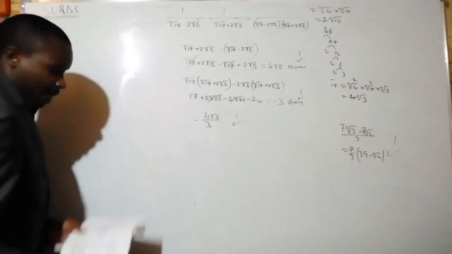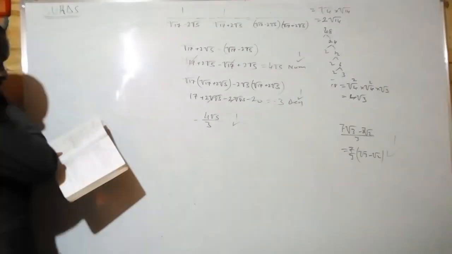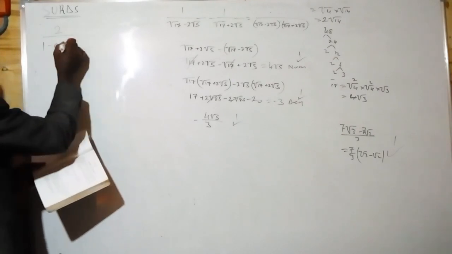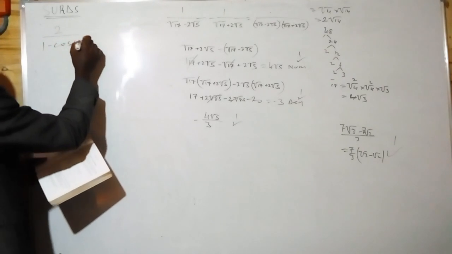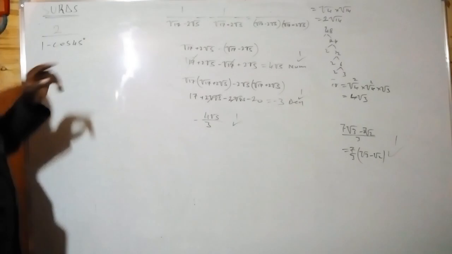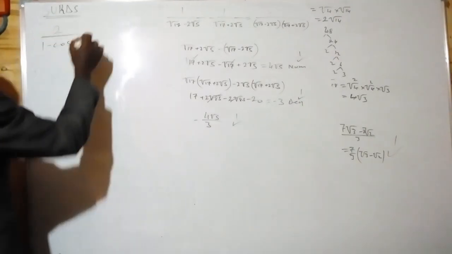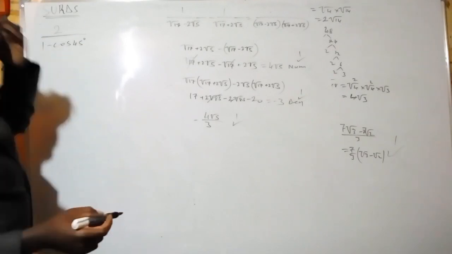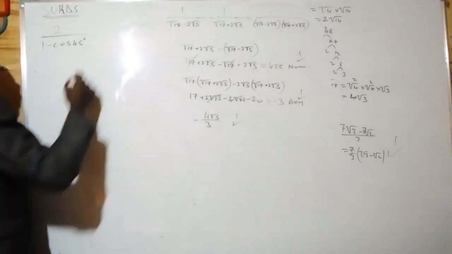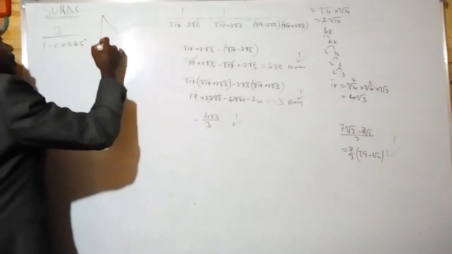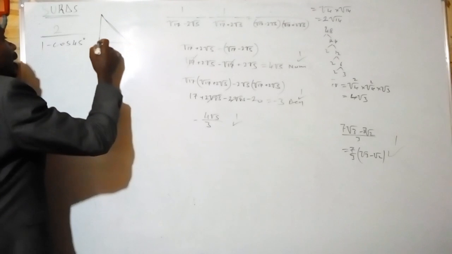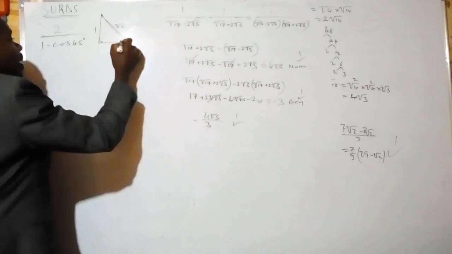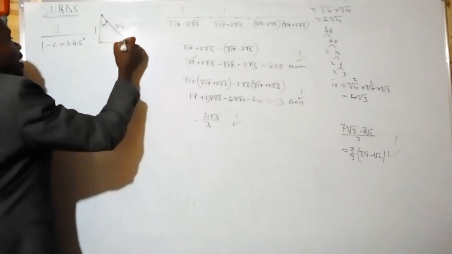You are given 2 over 1 minus cos 45. Without using a table or a calculator, what we do in this type of surds, we are supposed to use 2 special triangles. One of them is this. Here we have 1, 1, and this will be root 2, here is 45 degrees, this is 90, and this is the one that we are going to use here.